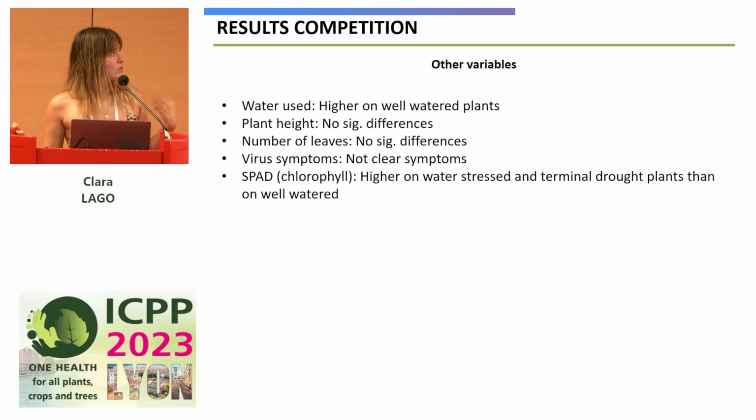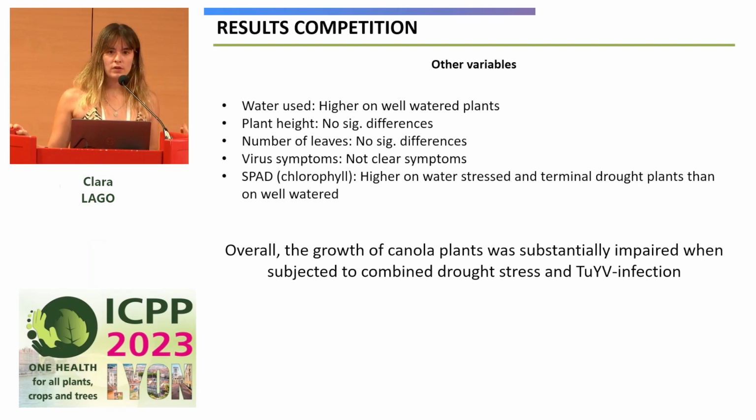With the other variables that we measured, we observed that the water use was higher on well-watered plants. For plant height, we didn't find significant differences, neither for the number of leaves. We didn't observe clear virus symptoms, and for the chlorophyll content, we observed that it was higher on water-stressed plants and terminal drought plants compared to well-watered ones. Overall, with this trial, we observed that the growth of canola plants was substantially impaired when plants were subjected to combined drought stress and turnip yellow virus infection.